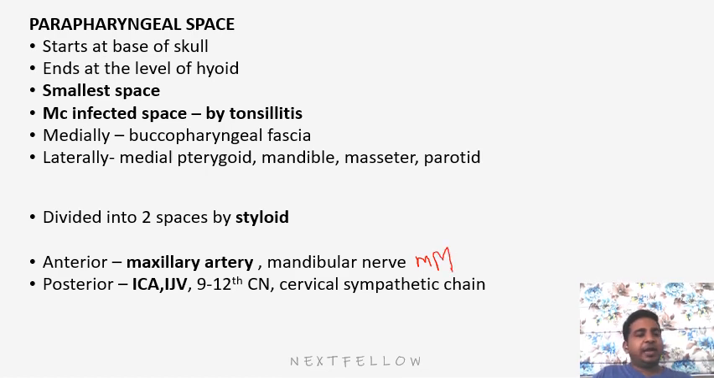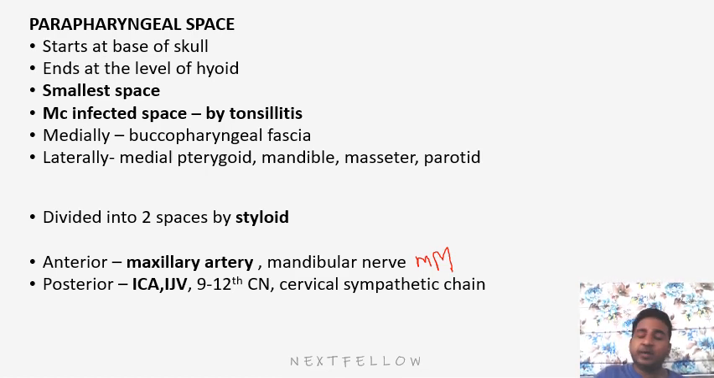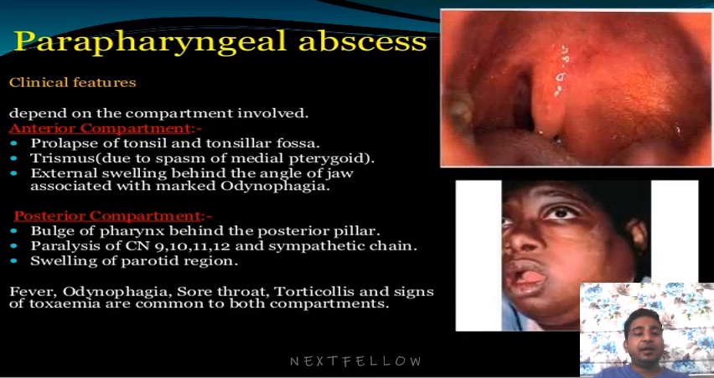Point to remember. Posteriorly it has the internal carotid artery, internal jugular vein, 9th, 10th, 11th, 12th cranial nerves and the cervical sympathetic chain. These you all have to remember, very very important for the examination. So a parapharyngeal space abscess we can also say is somewhat like the danger space, because the infection may involve the internal carotid artery, internal jugular vein, and 9th to 12th cranial nerves, and symptoms will be related to paresis of the cranial nerves.